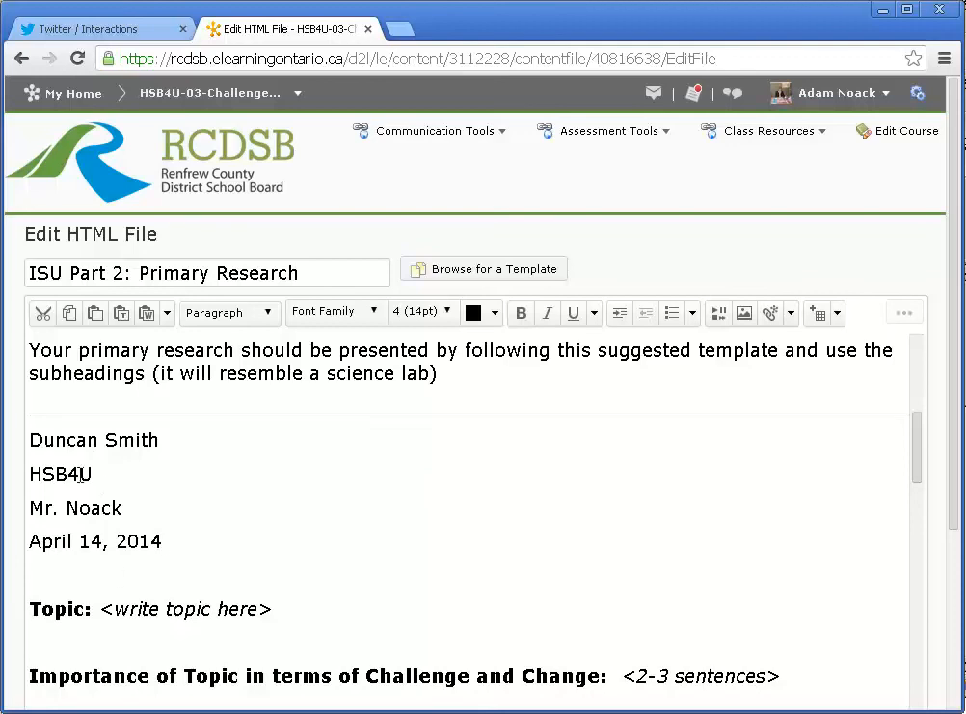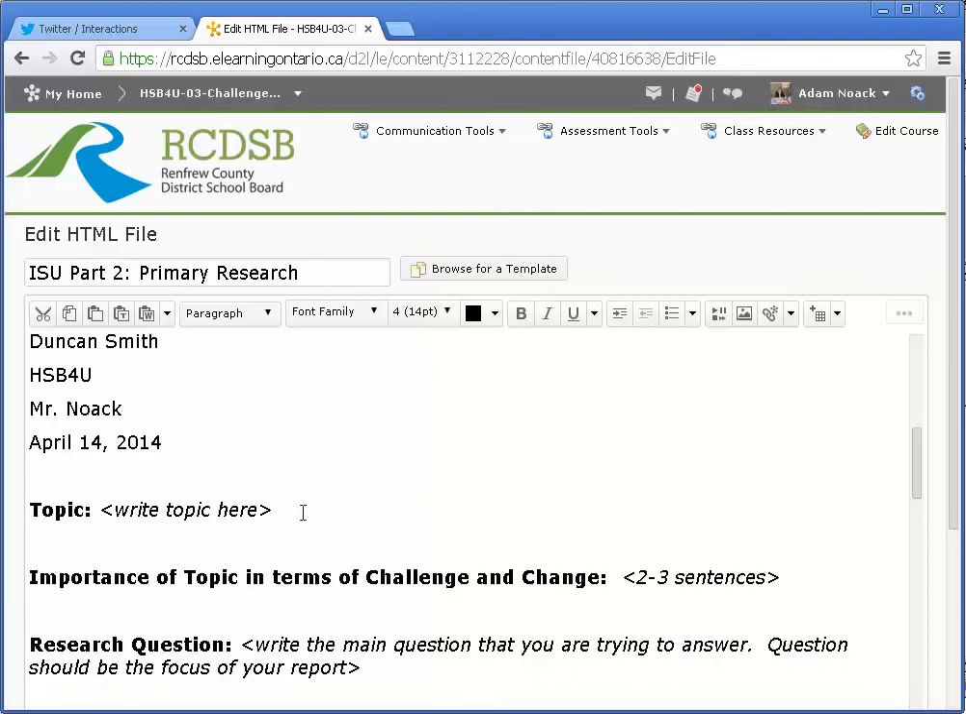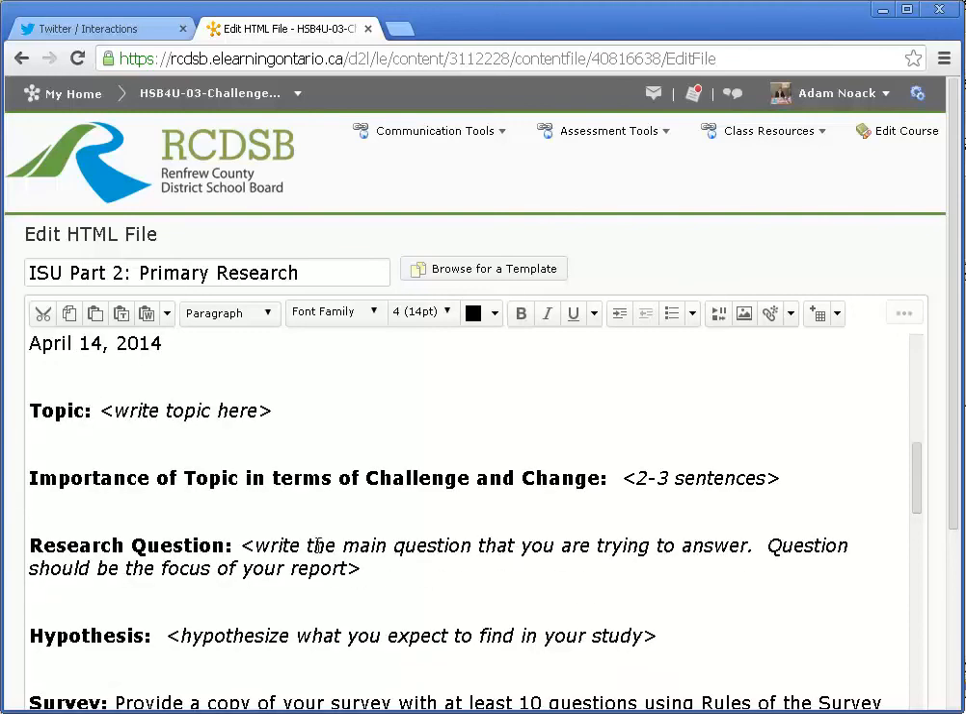You'll write your name, the course name, my name, and the date that you submit it. Write your topic here. Why is your topic important in terms of challenge and change? And then the research question. Your research question is essentially, what is the impact of your topic on society? So if you're doing, what is the impact of Quebec separation on the wellness of Canadian society? What is the impact of cell phones on Canadian society?